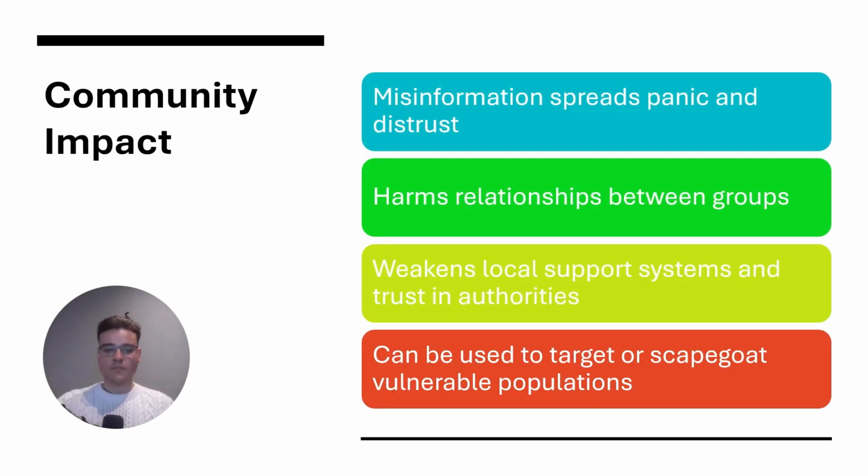At the community level, misinformation has a ripple effect. It spreads panic and fuels distrust between groups. It harms relationships and creates us versus them mentalities. It weakens support systems and erodes faith in public institutions and authorities. In some cases, it's even used to target or scapegoat vulnerable populations, leading to division or even violence. When communities don't have shared facts, it becomes much harder to work together.